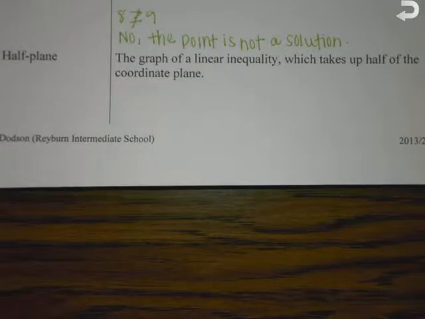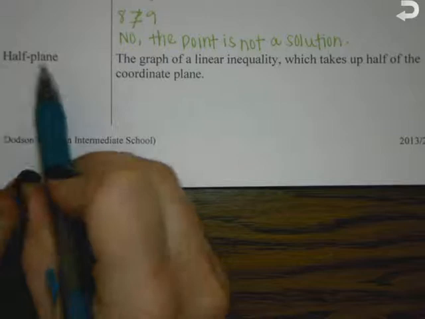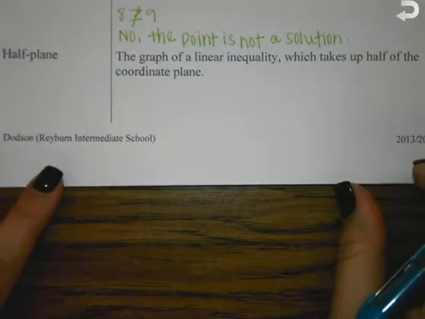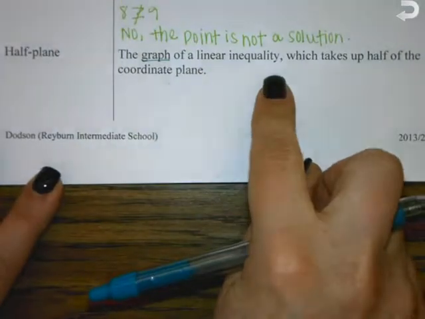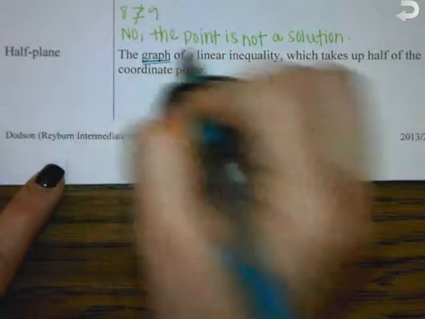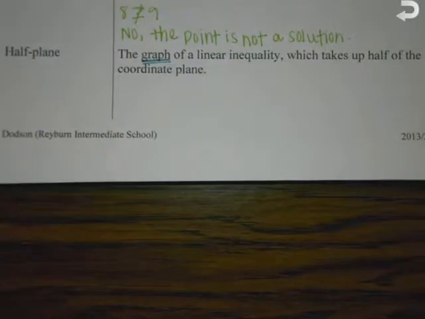Okay, so that was the first part of the standard, determine if a point is a solution. We did that, we mastered it, we're good. So now we're going to start graphing these things. So I need to give you a definition first. The vocabulary word is half plane, and a half plane is the graph of a linear inequality which takes up half of the coordinate plane. So whenever we're referring to half plane, it means that you're graphing an inequality, okay? And it's called a half plane because it takes up half of the coordinate plane.